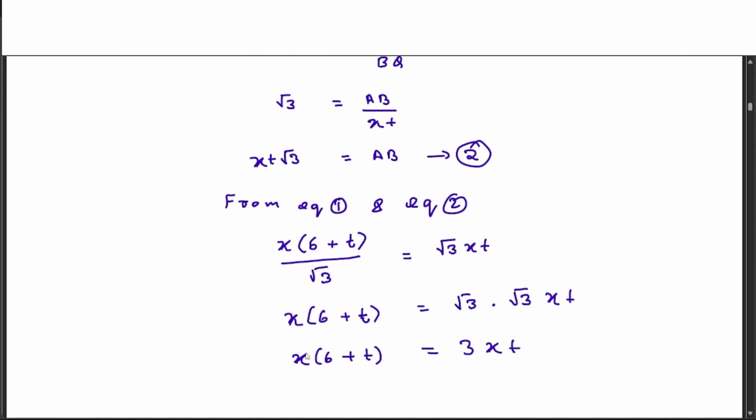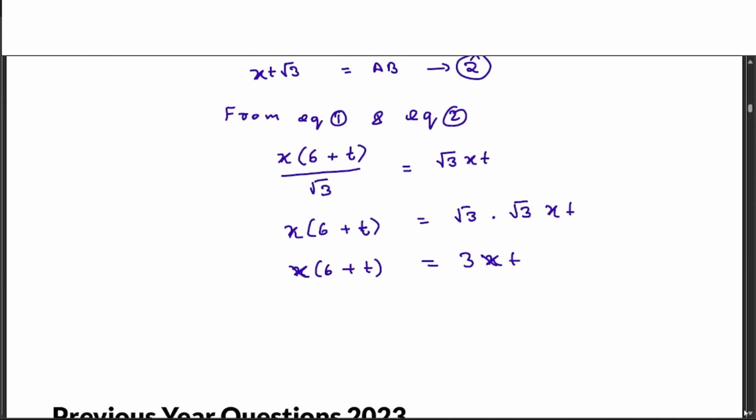Now you can cancel this x on both sides. After that, you will get 6 plus t is equal to 3t. Now this t will transpose to the other side, so you can say 6 is equal to 3t minus t. You can subtract this, so you will get 6 is equal to 2t.